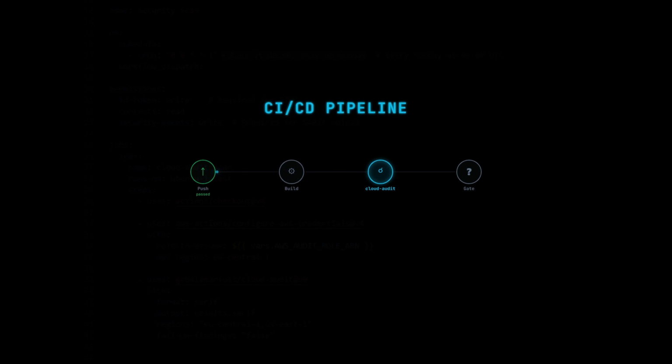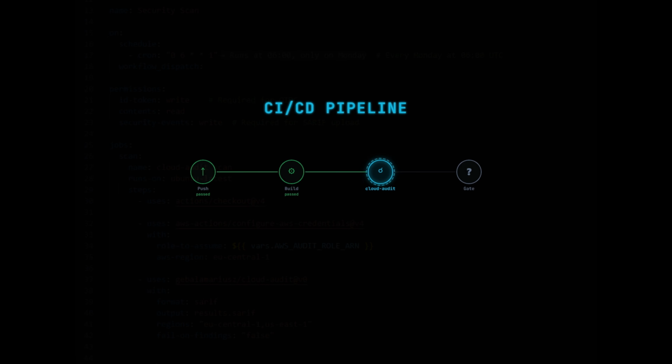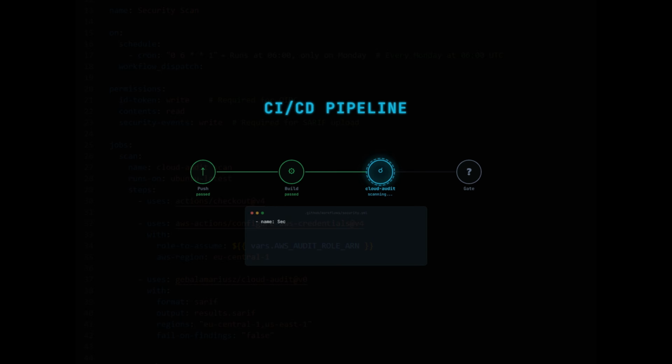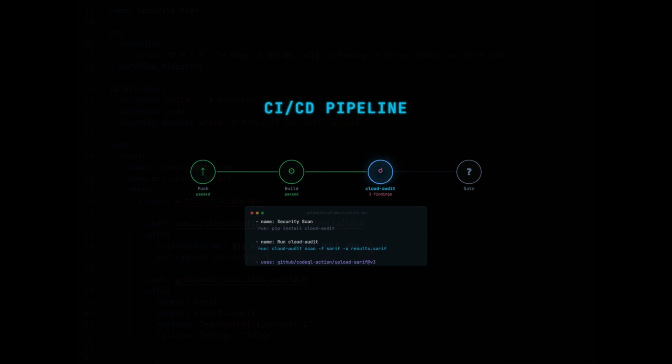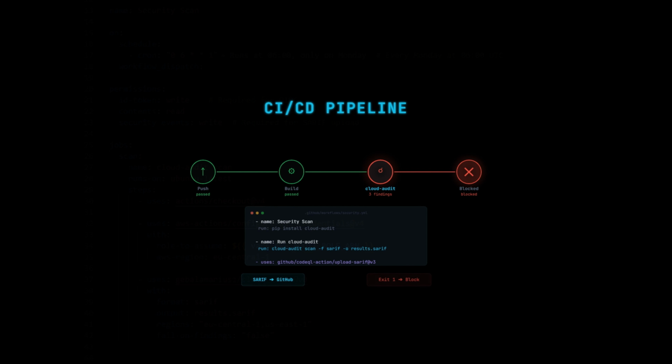Add it to your CI/CD pipeline. SARIF output for GitHub code scanning, exit codes for pipeline gating. If the scan finds new issues, the pipeline fails.